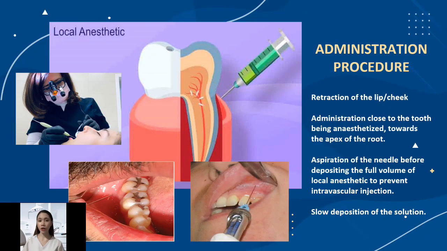To administer the local anesthesia, first instruct the patient to slightly open the mouth and relax the jaw and cheek muscle. Then retract the lower lip laterally to delineate the mucobuccal fold. Now administer close to the tooth being anesthetized, towards the apex of the root. Make sure to aspirate the needle before depositing the full volume of local anesthetic to prevent intravascular injection.